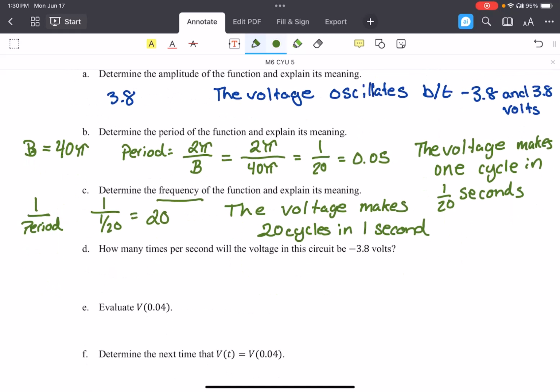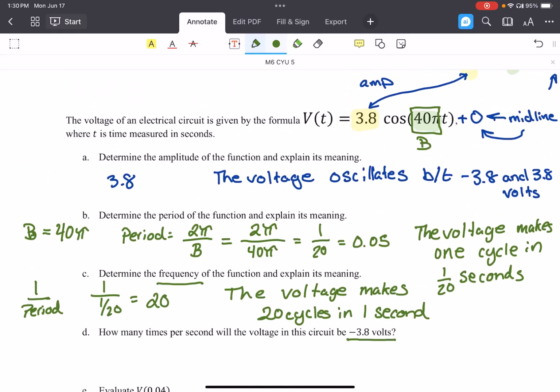All right, so if I'm now thinking about my function, how many times in a second will the voltage in this circuit be negative 3.8 volts? Now, basically, this is asking us not to solve an equation, but just to think about how many times this function will pass this particular output value. Now, let's take a minute and just think about this function.